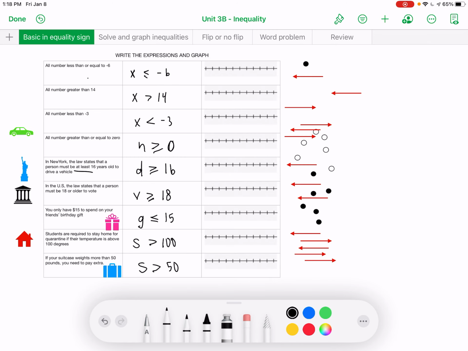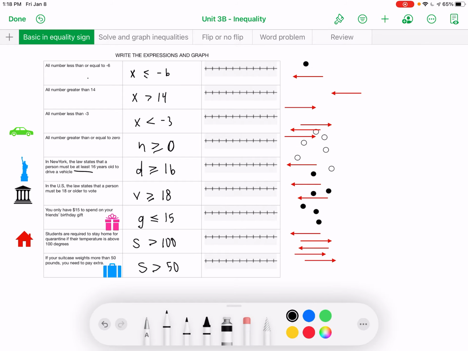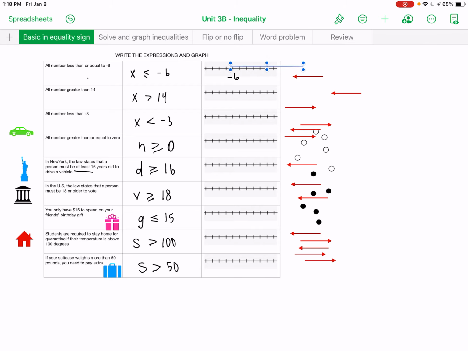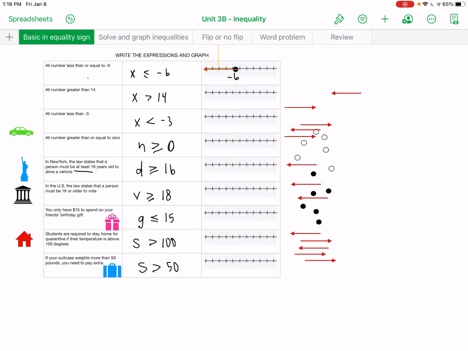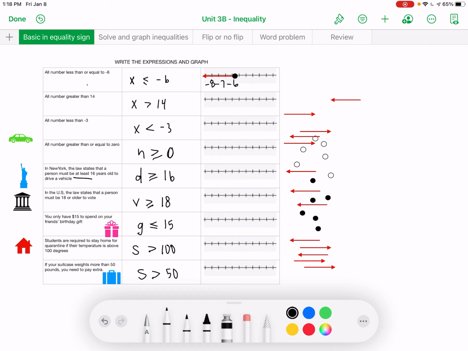Okay, now we're going to go back and we're going to graph these. So I have an equal sign, so I'm going to get a closed circle, and I'm going to put -6 right here. Now I'm going to grab my arrow, and it will be any value less than -6, which would be -7, -8, and so on.